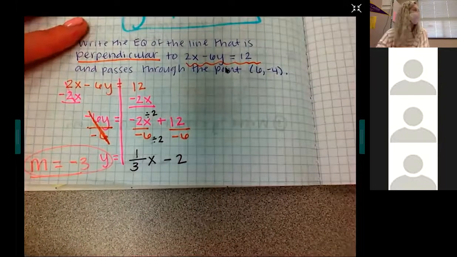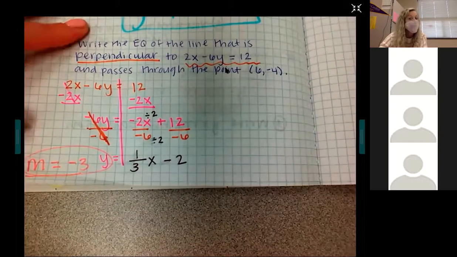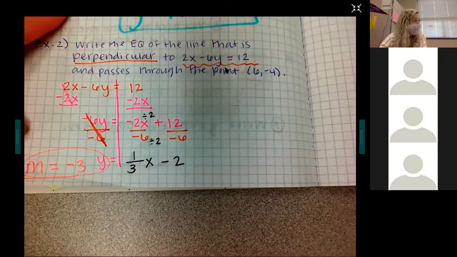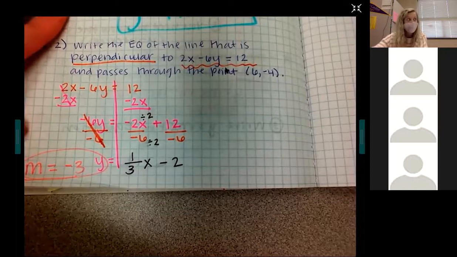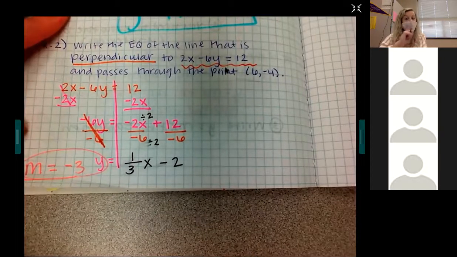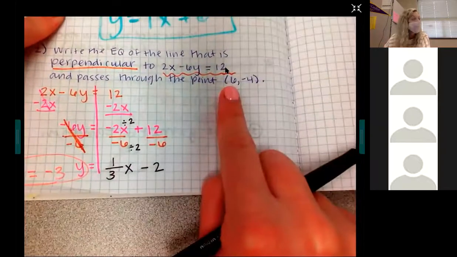Y'all all talking about some 1/3. I told you I was going to get you. You got to read perpendicular. You got to flip it and switch it. So the slope is -3. Is everybody okay with that? Chandler, you okay? Okay. Slope is -3. I didn't tell you the base, but what did I tell you? A point.